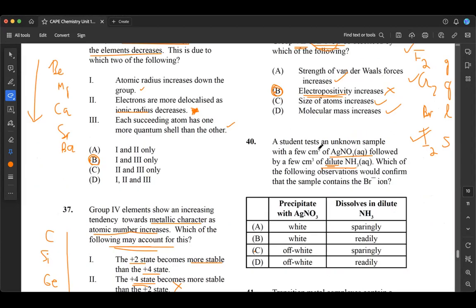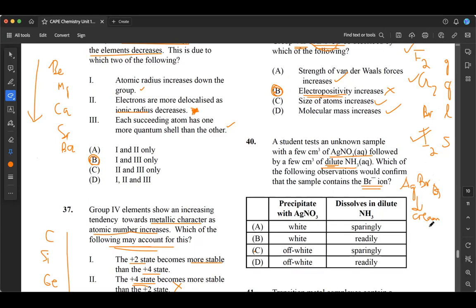40 says that a student tests an unknown sample with a few cm³ of aqueous silver nitrate, followed by a few cm³ of dilute aqueous ammonia. Which of the following observations would confirm that the sample contains a bromide ion, right? So remember now, when we have a bromide ion and we add silver nitrate to it, first and foremost, we're going to form AgBr. That's a solid precipitate, and that's going to be a creamish / off-white precipitate, right?